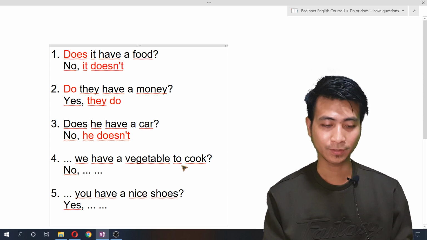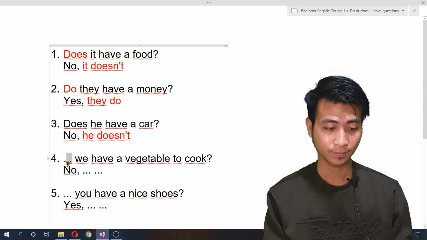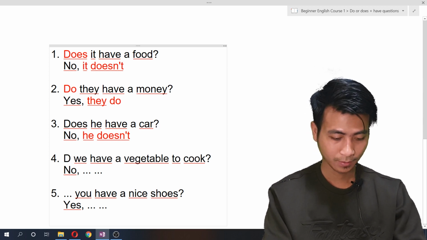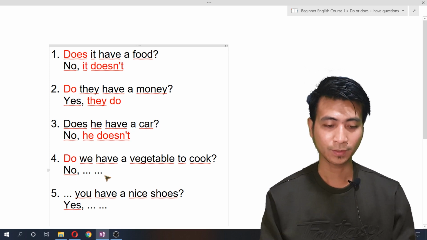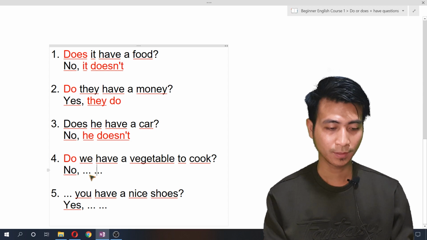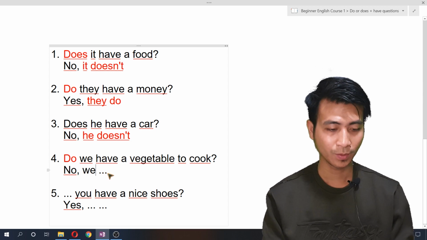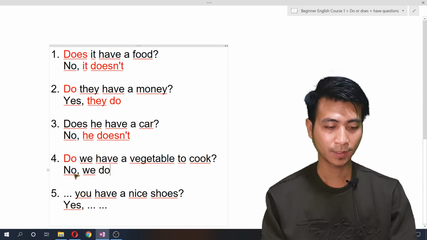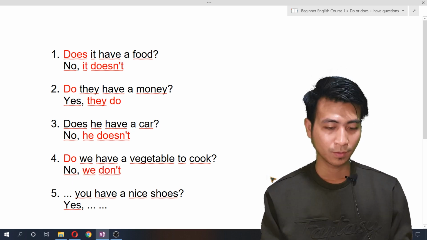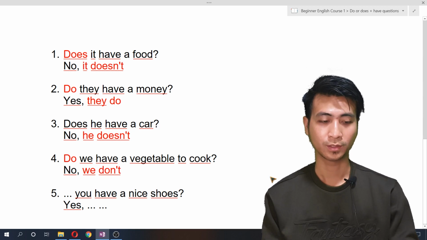Okay, number 4. Blank, we have a vegetable to cook. Okay, here the subject is we. It's easy, right? We just write, do we have a vegetable to cook? And the answer no. Okay, just match. No, we, match again. Okay, and it's negative, so we use not. We don't. No, we don't.